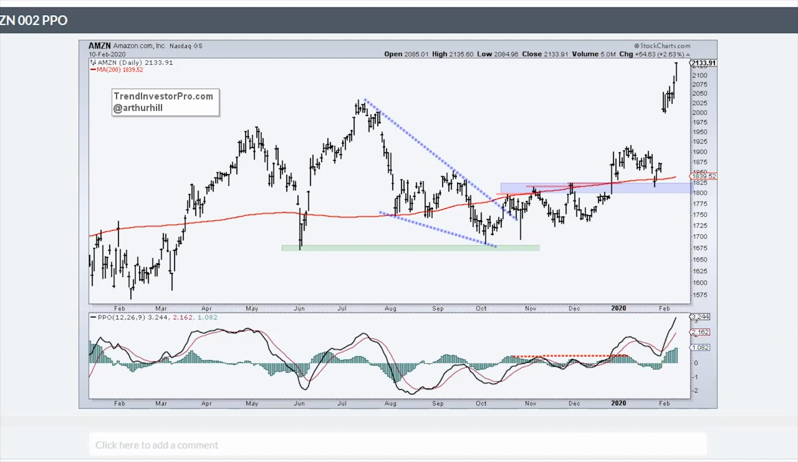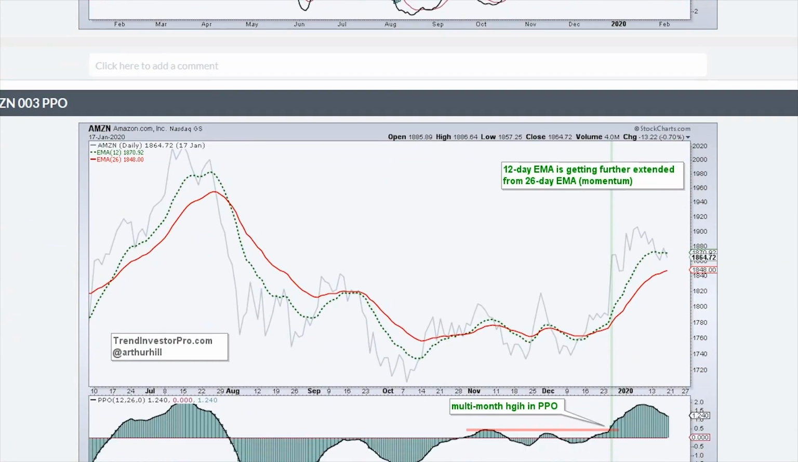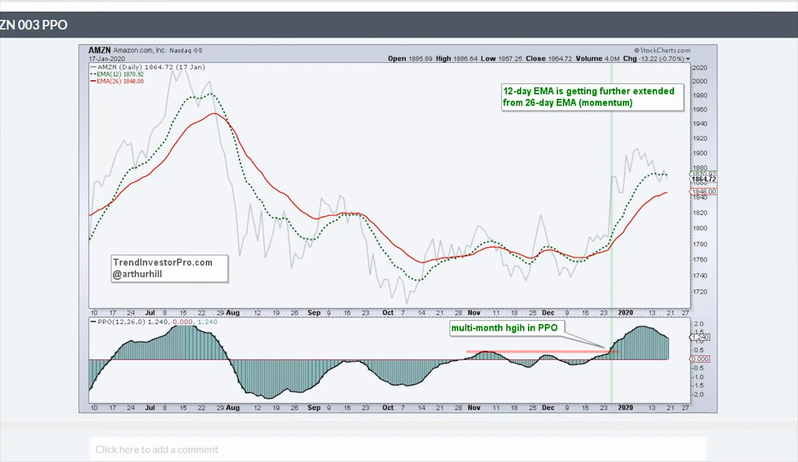And I'll show you this next chart where I kind of break down the PPO to show you what it's actually telling us. There you can see the PPO is the difference between the 12-day EMA and the 26-day EMA. 12-day is in red. And so the PPO turns positive when the 12-day moves above the 26-day, as it did here in the second half of December. And then you can see the PPO hits that multi-month high. It gets above the November-December highs there. And that means the 12-day EMA is the furthest above the 26-day EMA that it's been in months. All right, here it's above the 26-day EMA, but it's not as far above as it was here when we got the breakout.